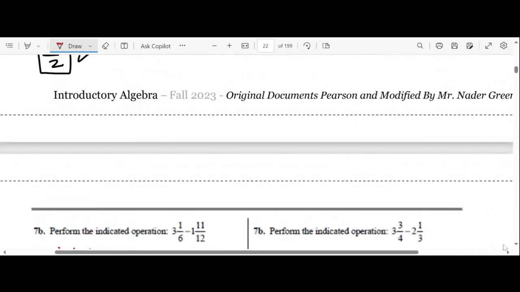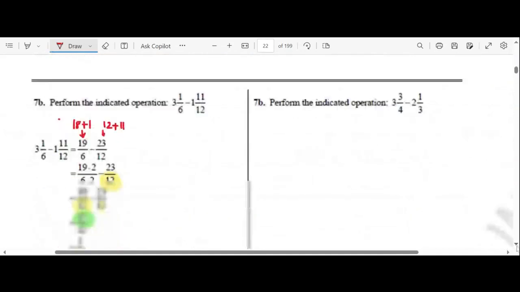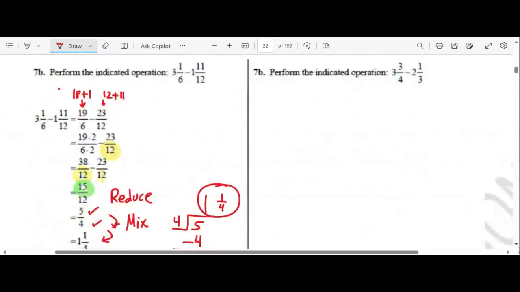Can you do this one? The one on the right side? Yes, Abdul Malik. 17 over 12. 17 over 12. That's Abdul Malik. Anybody else?